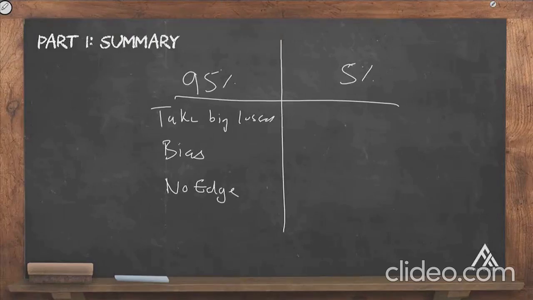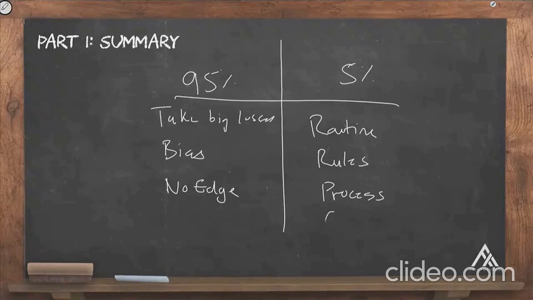Then what we do on the other side is we try and highlight all the key characteristics that define traders that succeed in the industry. Firstly, they tend to have very strong routine. They tend to follow a very stringent set of rules. They tend to have a very process-orientated approach. And they have a very, very strong edge.